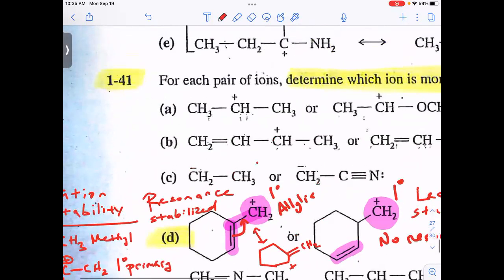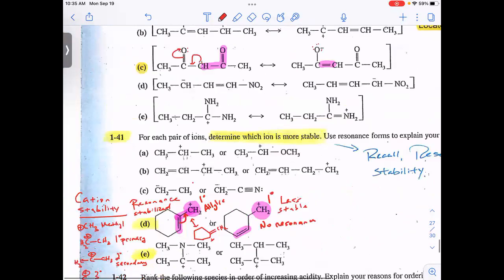I know we went all the way around the world to get to that, but that was a great place to talk about cation stability, right?